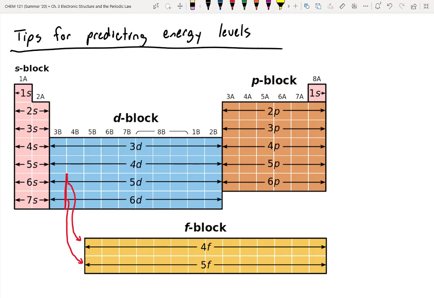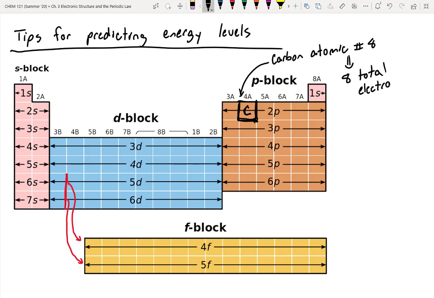All right, so let's go ahead and take an example element. So the example element I'm going to choose here is going to be carbon. So let's go ahead and block off carbon right there, and let's try to predict the orbitals that would make up the electrons in carbon. So let's make some notes. So carbon, if we look at it, is atomic number 8, which means that it has 8 total electrons. All right, so let's figure out what orbitals those electrons would go into.